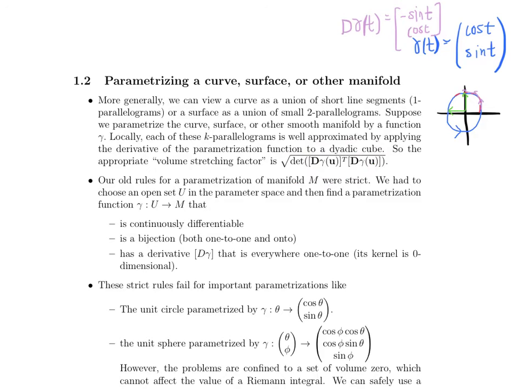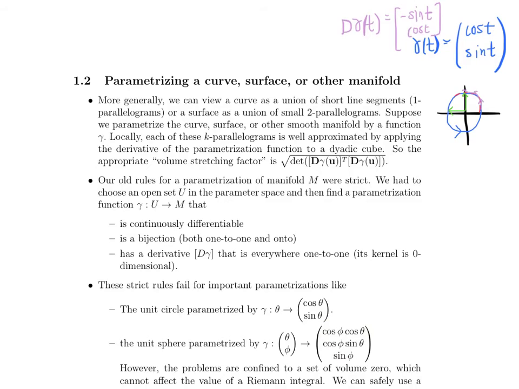Its kernel is zero-dimensional. And these strict rules fail for important parameterizations like the one I just talked about, where we were talking about the unit circle or the unit sphere here. But note that these are actually okay because the problems are confined to a set of volume 0. Note that here, theta being equal to 0 and 2 pi maps us to the same point. And here we have an issue when phi is pi over 2 or negative pi over 2. We also have the theta 0 and 2 pi issue, I should say.